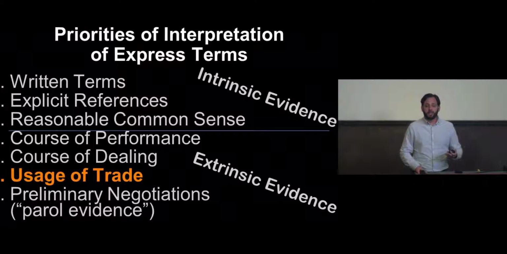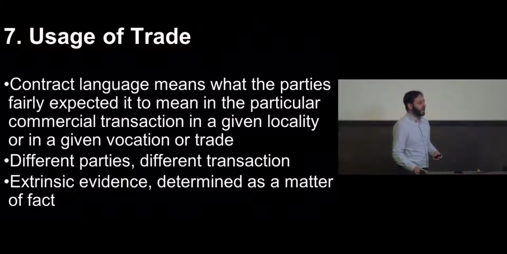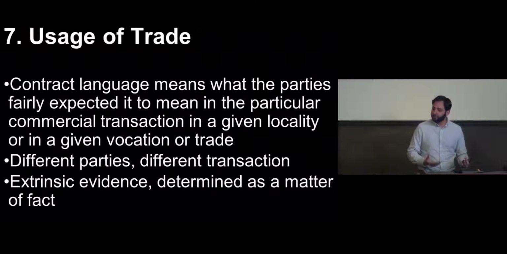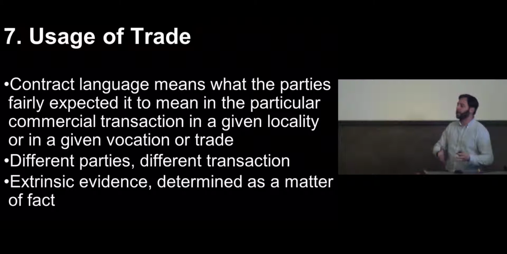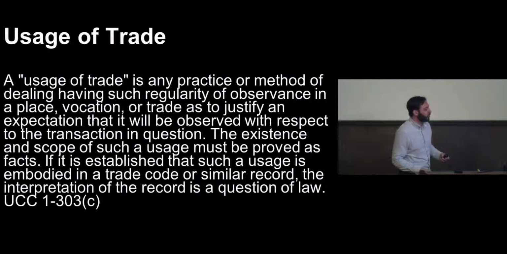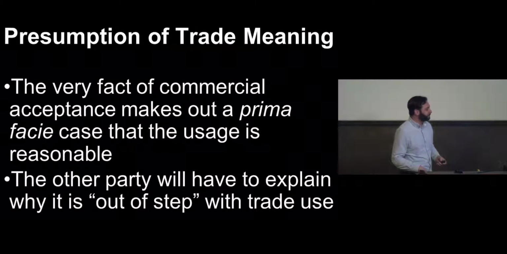And finally, we get to then usage of trade, which also comes up in the restatement and the UCC. Again, what does that mean? The usage of trade is different parties in a different transaction. What is generally recognized in that industry as the meaning of these particular terms. And so this can be very good evidence, especially if no other evidence is available. In fact, parties are presumed to have some understanding of the usage of trade. The UCC gets into this in 1303C.